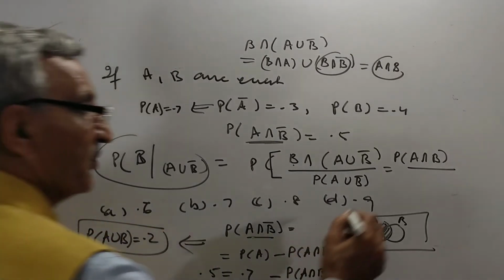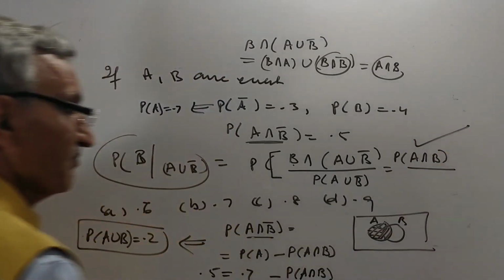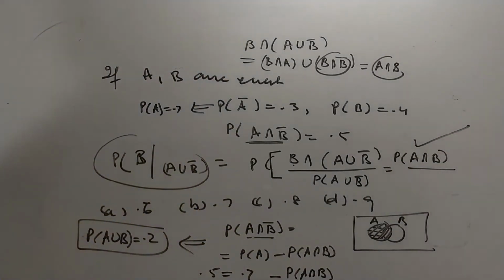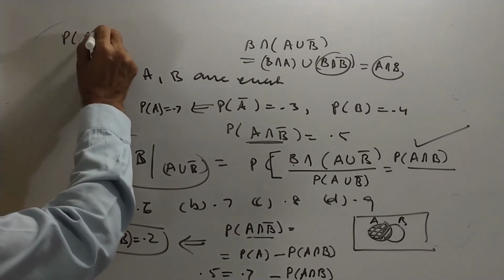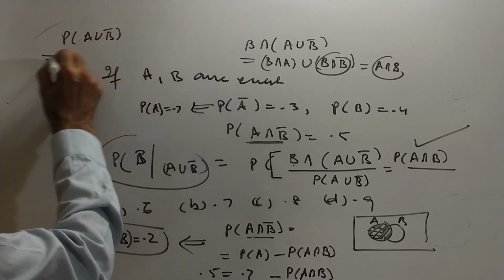So this is equal to 0.2. We found this is equal to 0.2. Now, what is the probability of A union B complement? I want to find the answer.